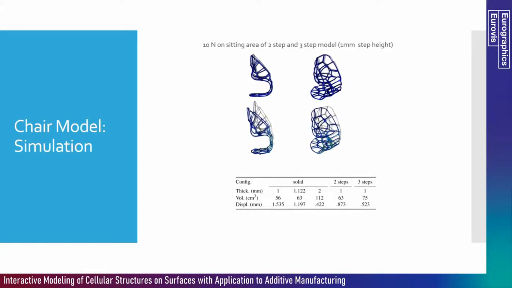We also looked at how robustness of the skeleton shell structure compares to a solid model with the same material usage. For the two-step model, a 1.122 mm solid model was looked at. This model would show a displacement of 1.197 mm and therefore indicates higher robustness when using the naturally tessellated skeleton shell structure.